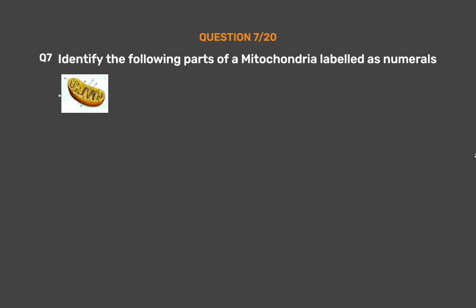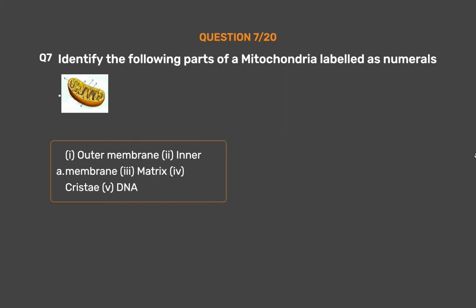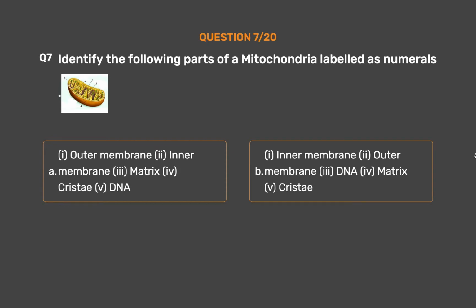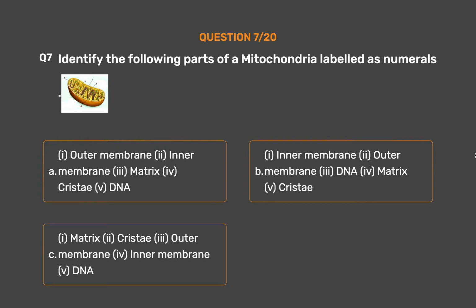Question number 7. Identify the following parts of a mitochondria labeled as numerals. Option A, 1, outer membrane. 2, inner membrane. 3, matrix. 4, cristae. 5, DNA. Option B, 1, inner membrane. 2, outer membrane. 3, DNA. 4, matrix. 5, cristae. Option C, 1, matrix.